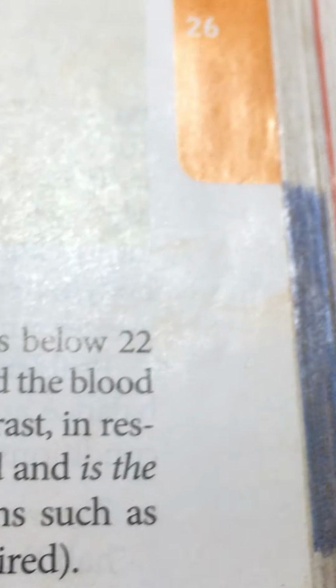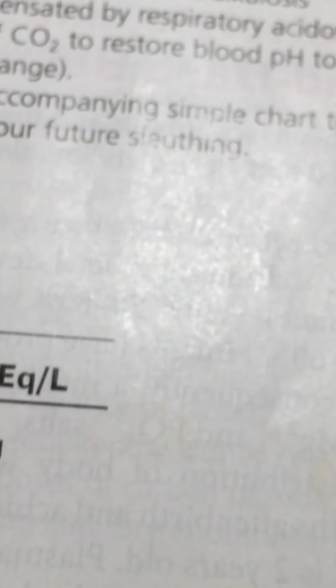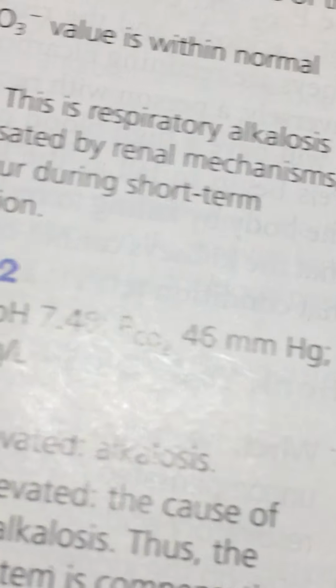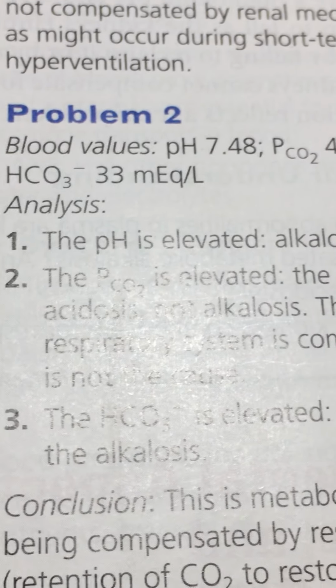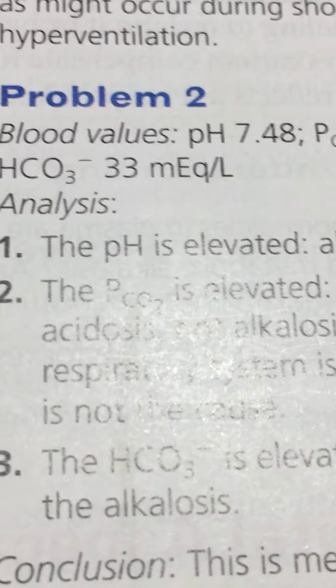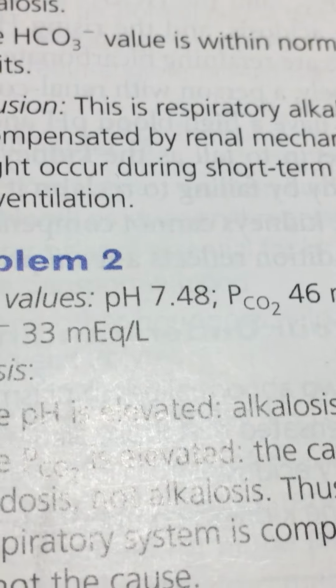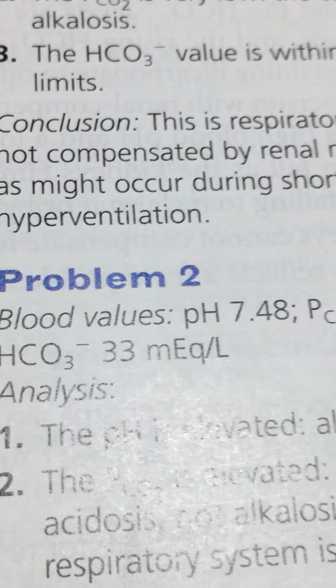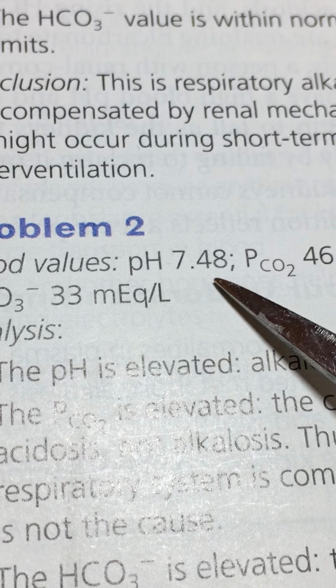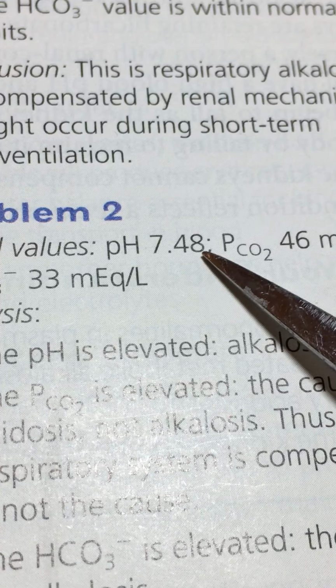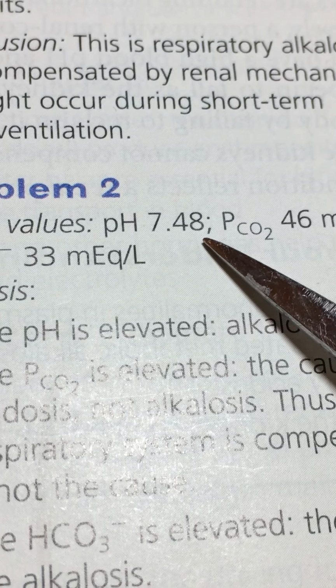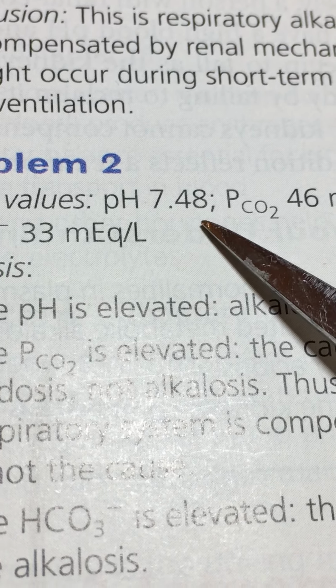Here we are at part 6, and we're in the acid-base balance, and it's the page right here, 1011, and we're now on problem number 2. We just did problem number 1 in our previous section. So let's take a look at problem number 2. We can see that this individual has a blood value of pH 7.48. Again, we're outside the range of 7.35 to 7.45 in the alkaline direction.